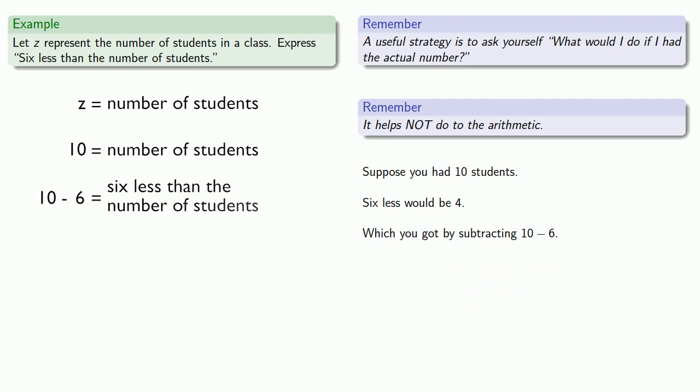Equals means replaceable. So anytime we see number of students, we can replace it with Z. Equals means replaceable, so anytime we see 10, we can replace it with Z. And so our expression for 6 less than the number of students is going to be Z minus 6. And again, since we don't actually know the number of students is 10, let's cover that information up.